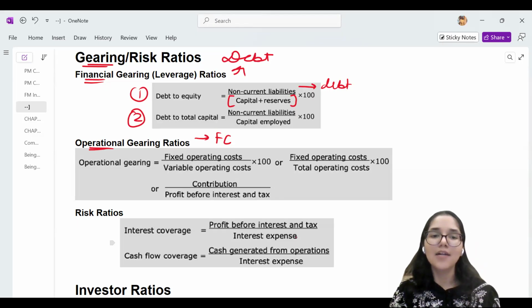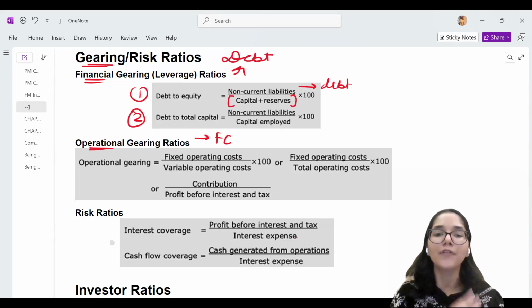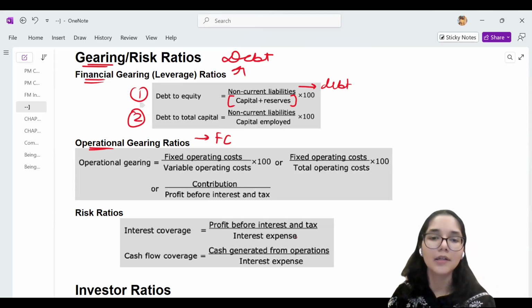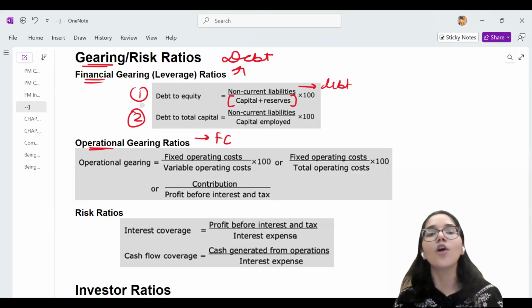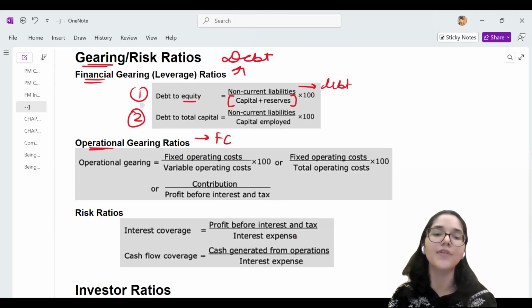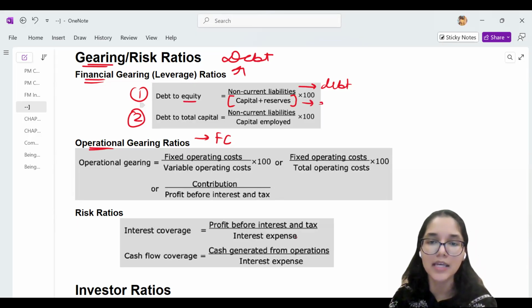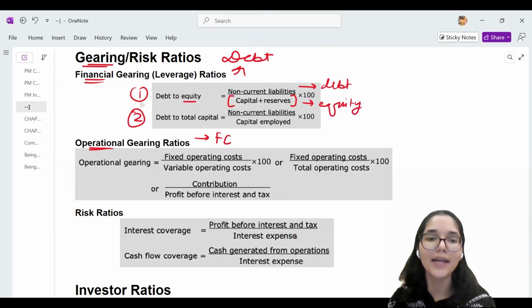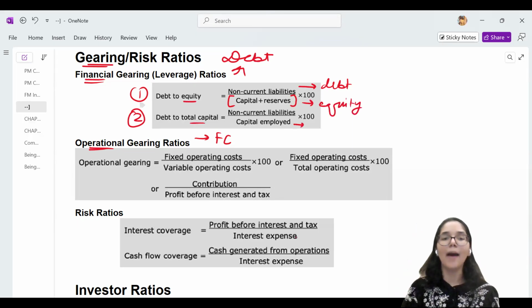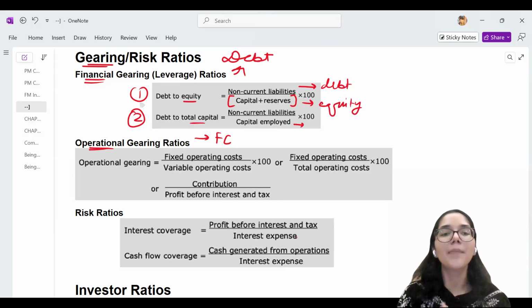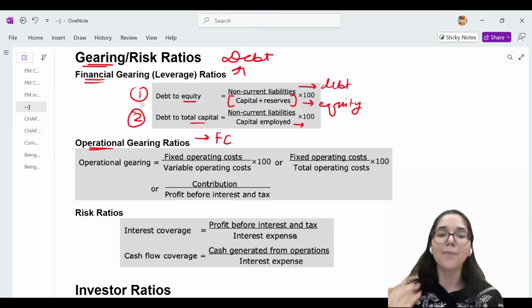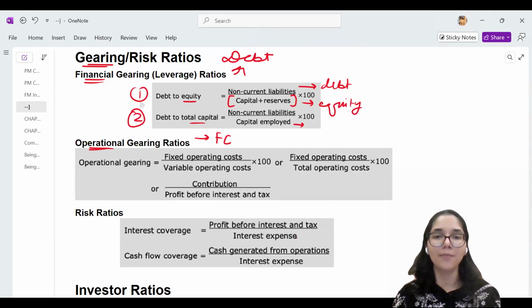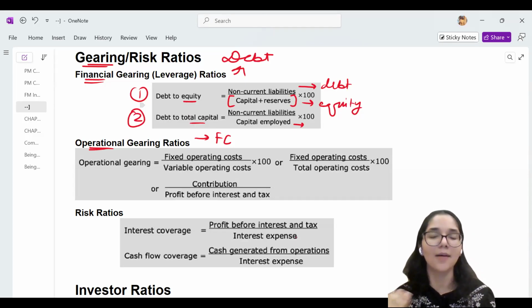Second formula, as the name itself is telling you, you're comparing the proportion of debt to the total capital. So here the numerator remains the same. It is the debt itself, which is the non-current liabilities, just the denominator changes. In the first ratio, we were comparing to equity, so the denominator was equity. Here in the second ratio, we are comparing to total capital, so the denominator is the capital employed. This is the money which remains invested in the business for the entire year. So these are the two ratios with which we measure how much debt a company has, how financially geared a company is, how much financial leverage a company has.